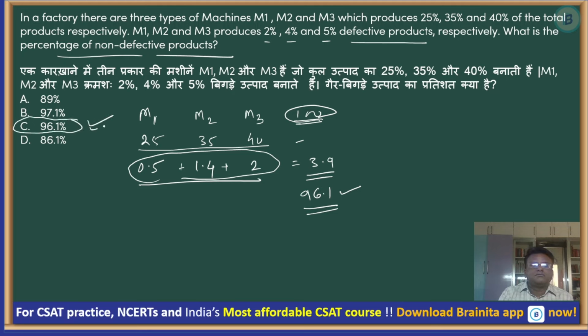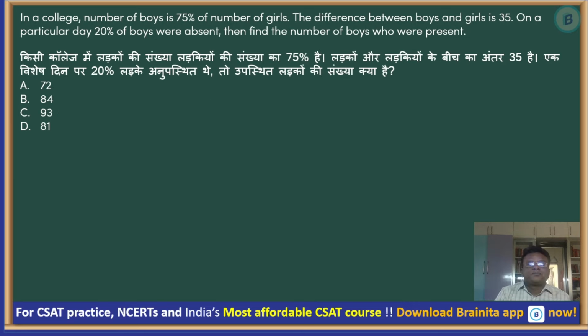And option C. Okay, simple one. Let us move to the next one. In a college, the number of boys is 75% of the number of girls. The difference between boys and girls is 35. So let us say these are boys and these are girls. Number of boys is 75% of number of girls. So number of girls, let us say x, and boys is 0.75x. The difference between boys and girls is 35.